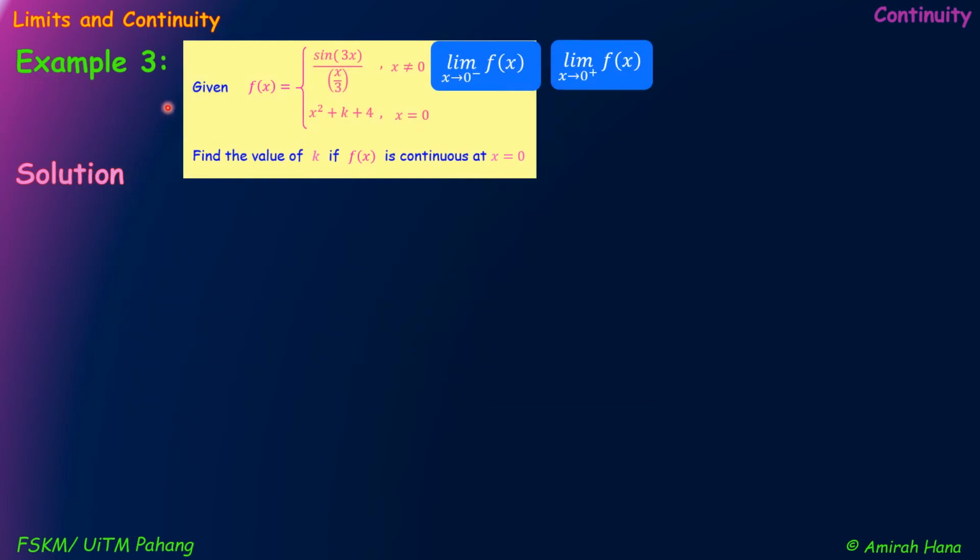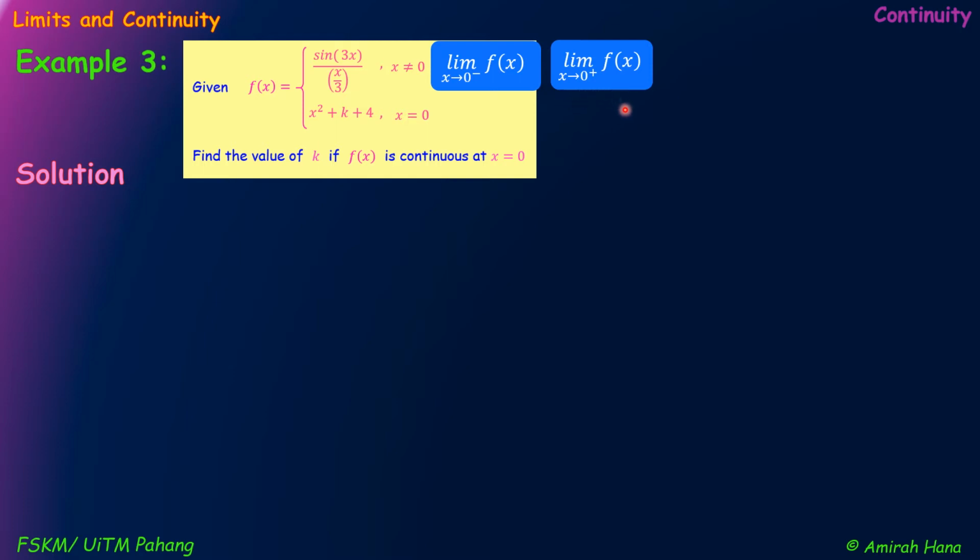Right. Now we look at example 3. Given f(x) equals sin 3x over x over 3 for domain x not equals to 0, and f(x) equals x squared plus k plus 4 for domain x equals to 0. Find the value of k if f(x) is continuous at x equals to 0. In the previous slide we discussed that we use the same function to find the limit from the left and the limit as x approaches 0 from the right of f(x).